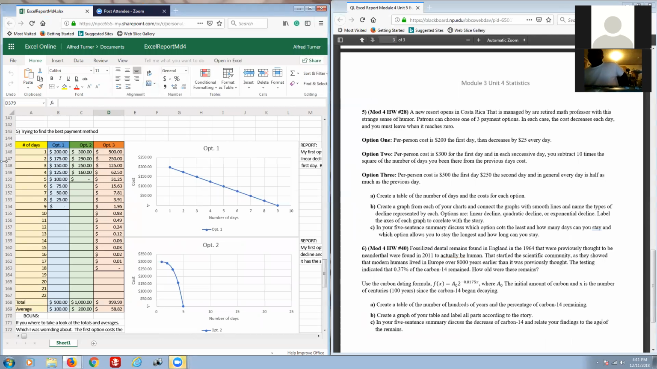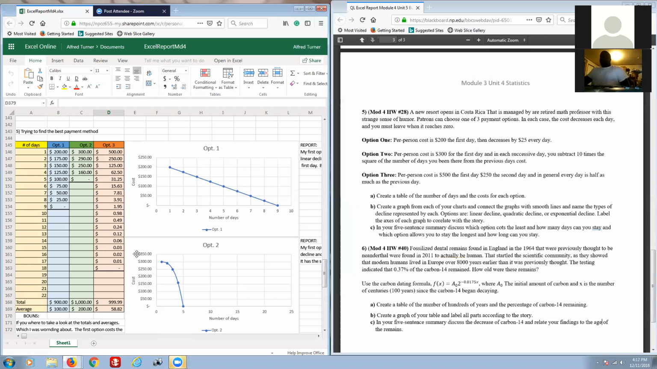A new resort opens in Costa Rica. It is managed by Professor, with 3 payment options. Option 1 per cost is $200 the first day, then decreases by $25 every day. Option 2 per cost is $300 for the first day, and you subtract 10 times the square of the number of days. Option 3 per cost is $500 the first day, $250 the second day, and every day half of that.